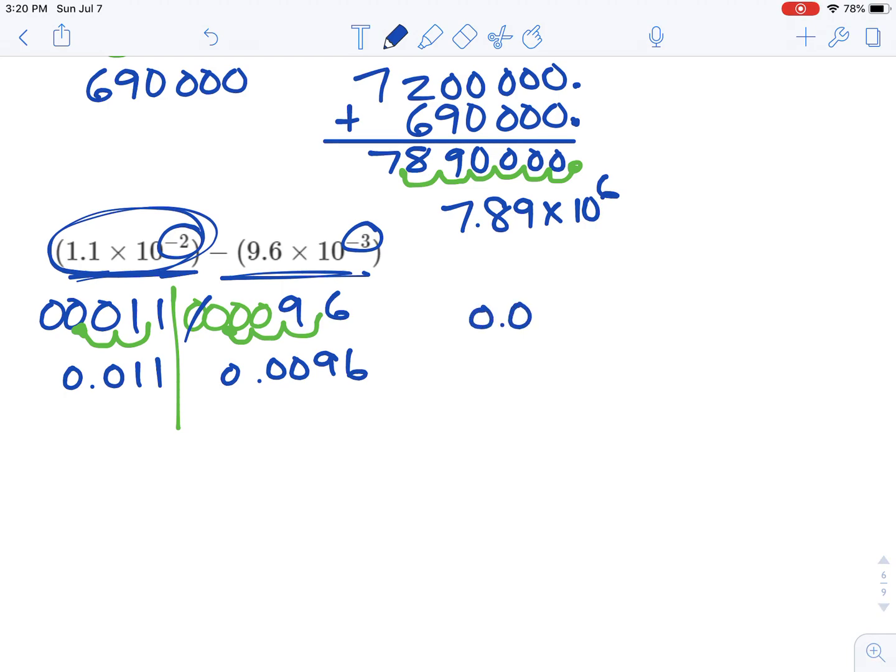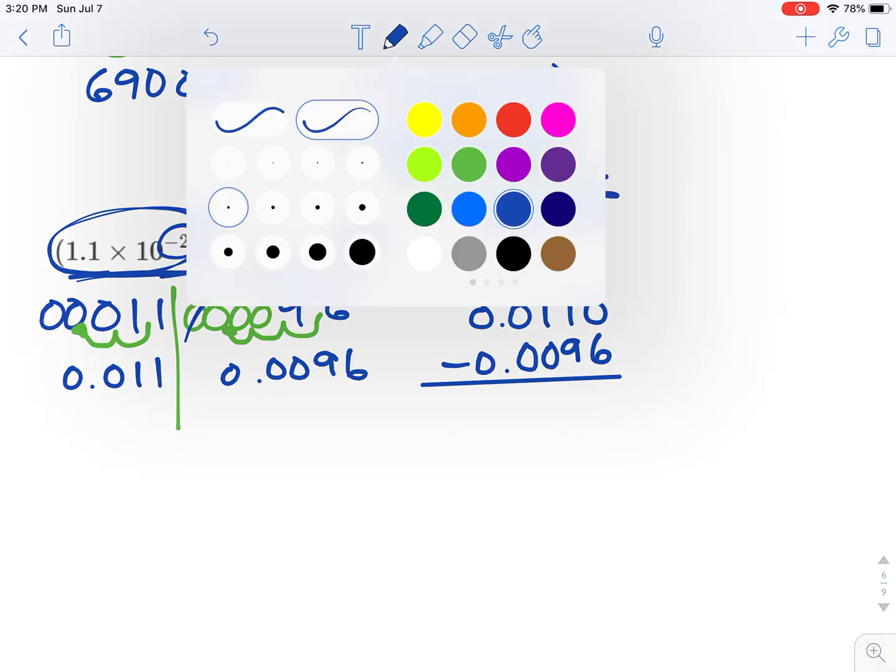So 0.011 subtracting 0.0096. You'll see here we've got a blank, so let's fill it in with a 0 placeholder. And now you'll see why it's bigger. The first number was bigger. So now we're going to subtract. We're going to do a little subtraction here.